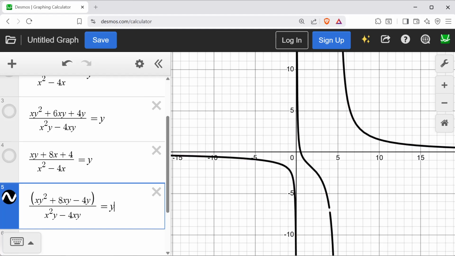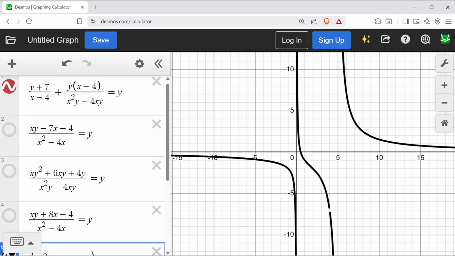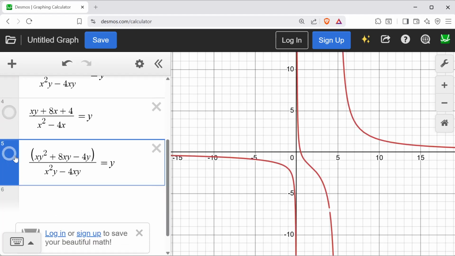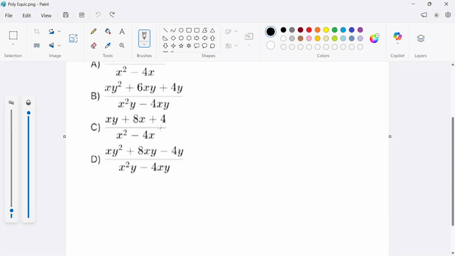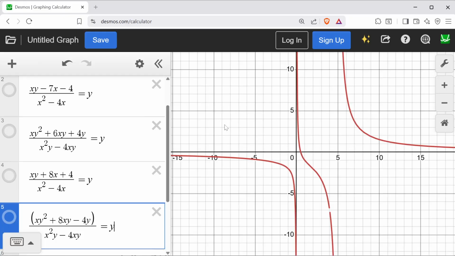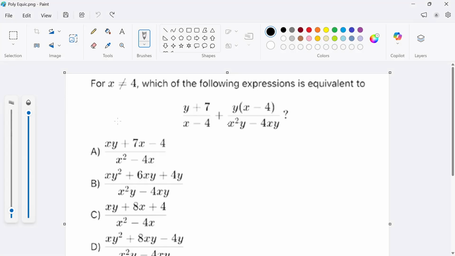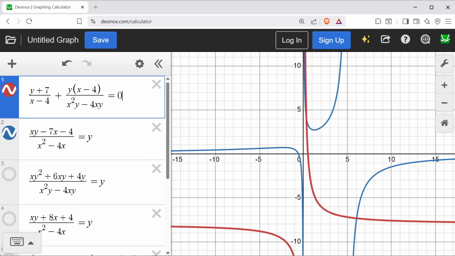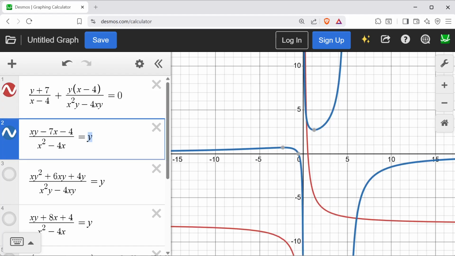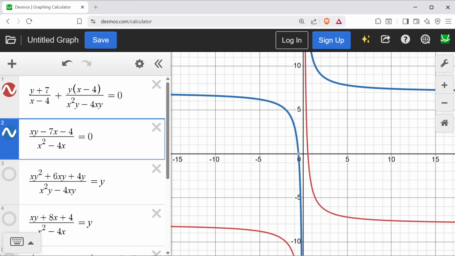So notice that is the same equation. It shows it's exactly on top. What was throwing me off is this one. I could have sworn the first one was very close to it. Let me see. Y plus xy plus 7x minus 4 over x squared minus 4x. I could have sworn I remember that it came out very close to it. It was almost like on top of it.